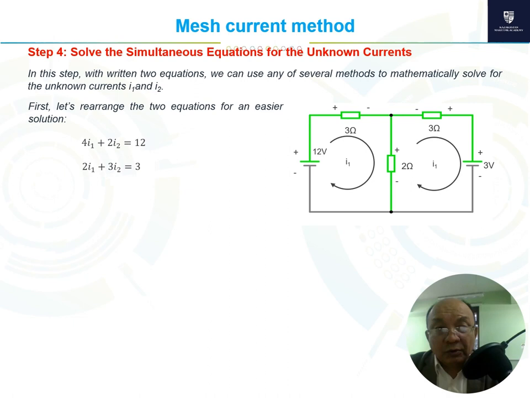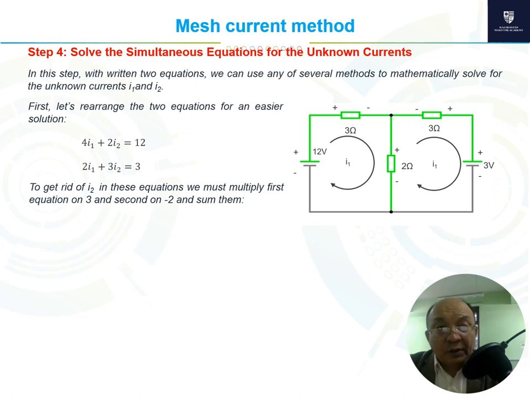To find I1, let's get rid of I2. To do it, we have to multiply the first equation by 3 and the second by minus 2, and then sum them. 3 times 4 will be 12, so here will be 12I1, and 2 times 2 will be minus 4, so minus 4 times 2 will be plus 8... The I2 terms cancel out here, and on the right, 12 times 3 will be 36, and here will be minus 6. So here we have 30.